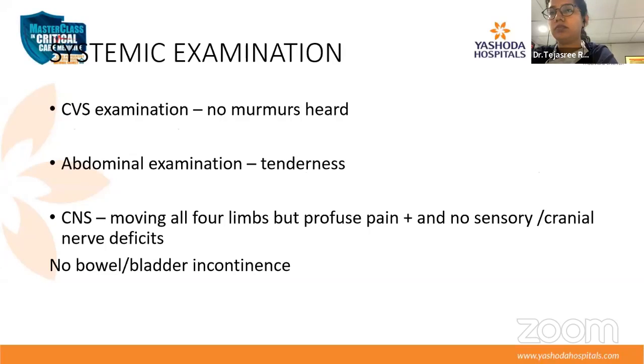Systemic examination: CVS examination, there were no murmurs heard, S1, S2 present, and abdominal examination was normal. There was no tenderness. CNS, he was moving all 4 limbs, but there was profuse pain present. There was no sensory deficit, no cranial nerve deficits, and no bowel or bladder incontinence.